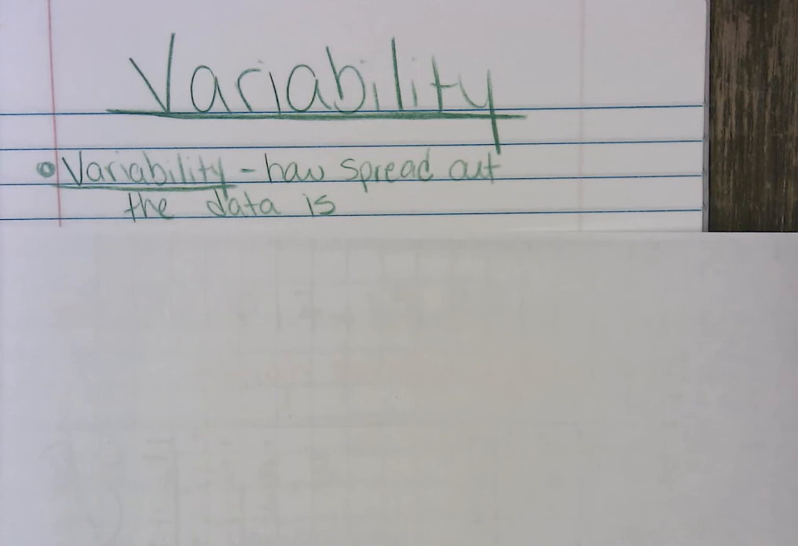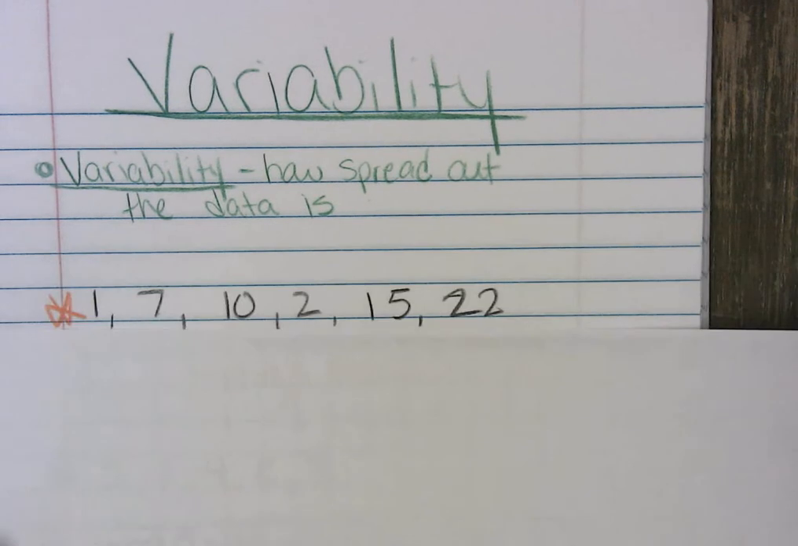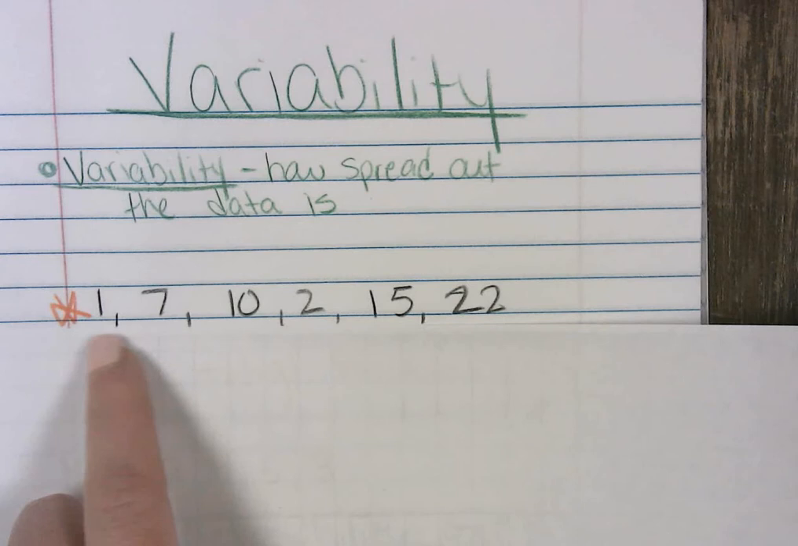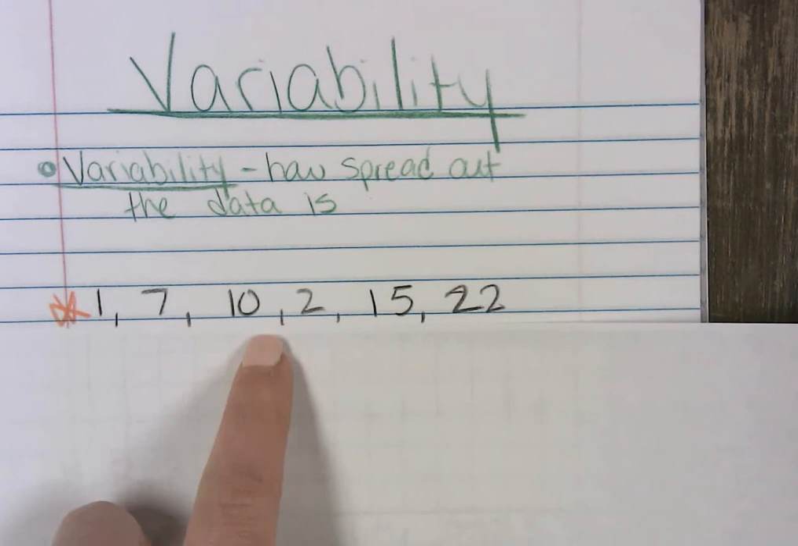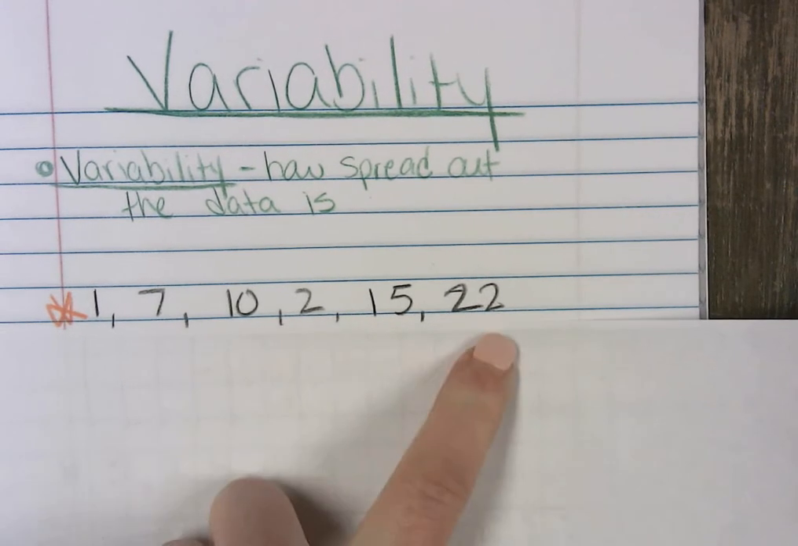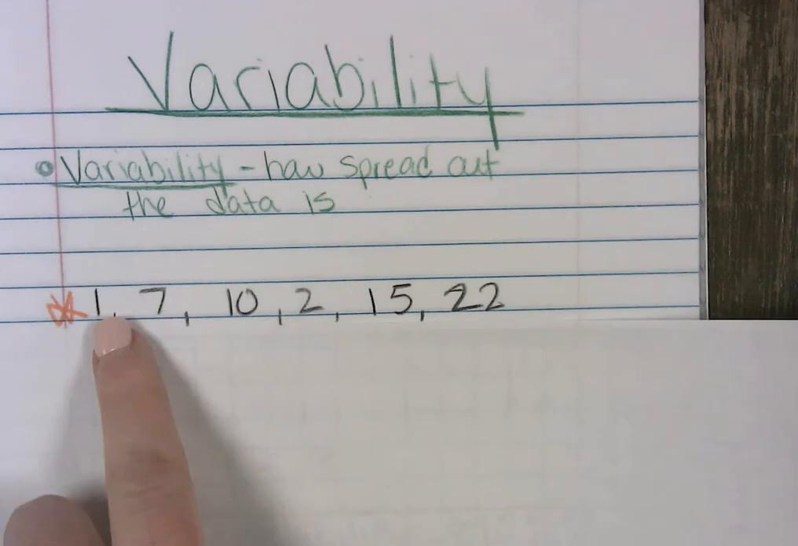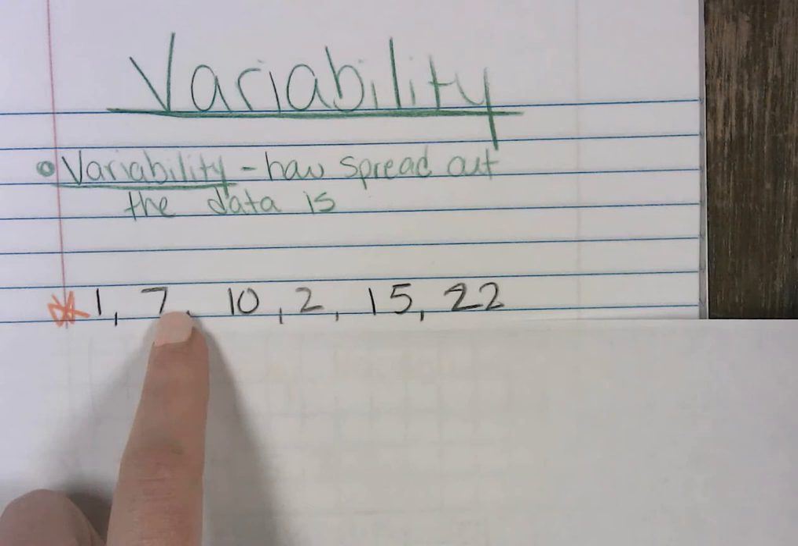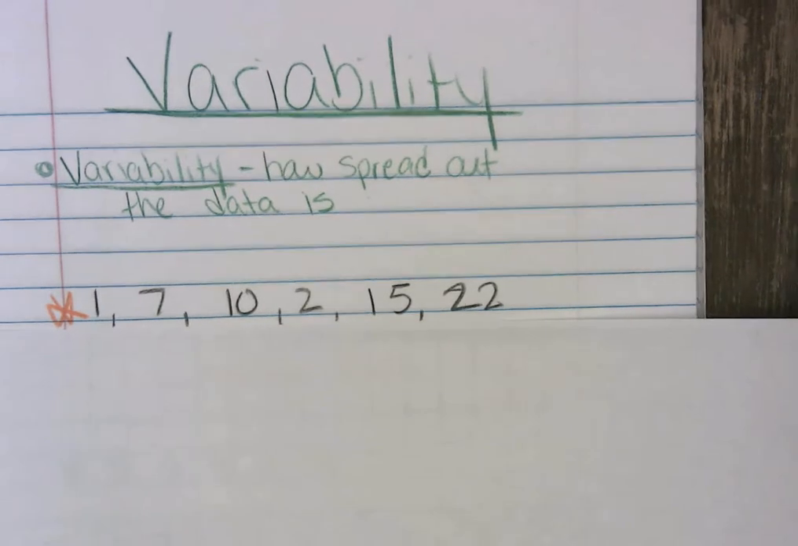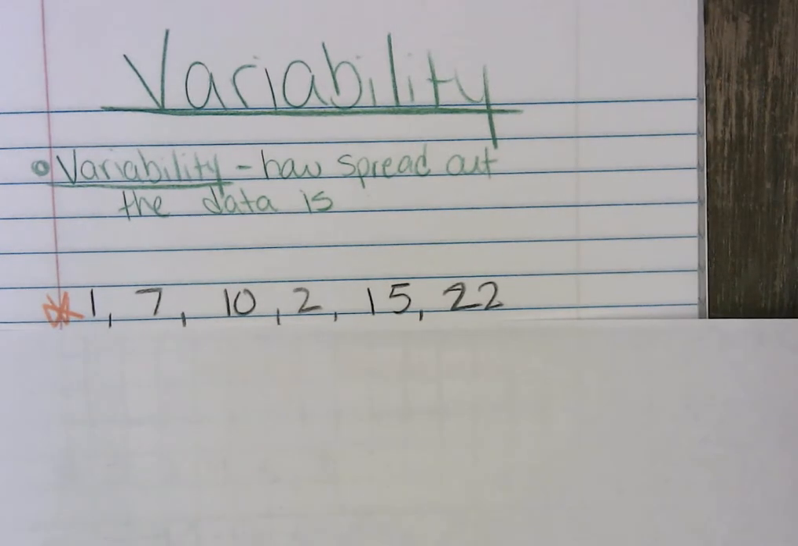Variability. How spread out are you? How spread out are your numbers, your data? So let's look at this example. Pretend, write these down: 1, 7, 10, 2, 15, and 22. You can pretend that you asked a survey about people's favorite color, and you can say, okay, 1 person voted red, 7 people voted green, 10 people voted blue, whatever. Make something up. So here's your data set, and I want to know how spread out my numbers were.